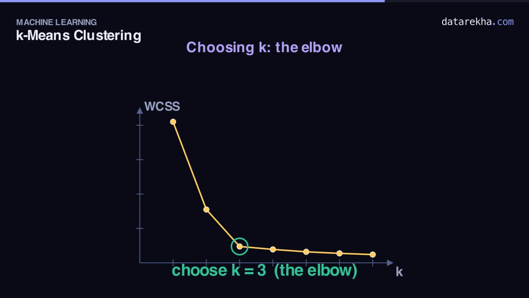The elbow is your sweet spot. Here, k equals 3. Past it, you're paying in complexity for almost no gain. It's a judgment call, not a formula. But the bend usually points straight at the number of clusters really in the data.